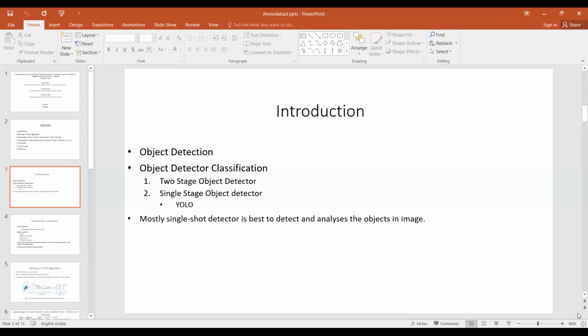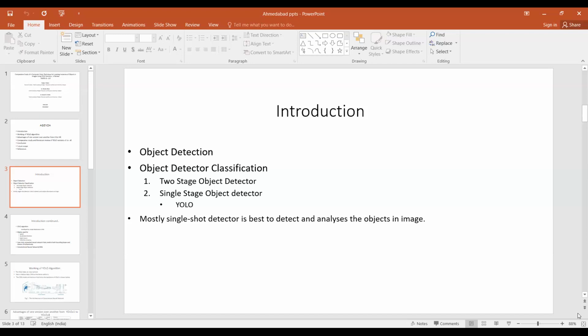Based on how many times the same input picture has been processed by the network, object detectors may be classified as a two-stage object detector and a single-stage object detector. The single-stage object detector means the entire image can be identified, analyzed, and located in a single pass, whereas this doesn't happen in a two-stage object detector. I am concentrating on the single-stage object detector. Under single-stage object detector, I have explained the YOLO algorithm.